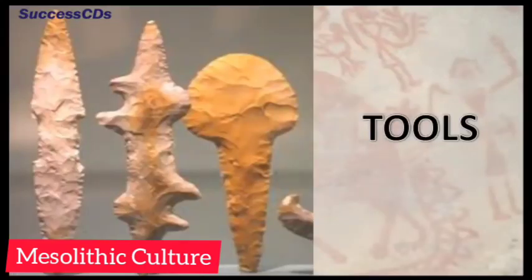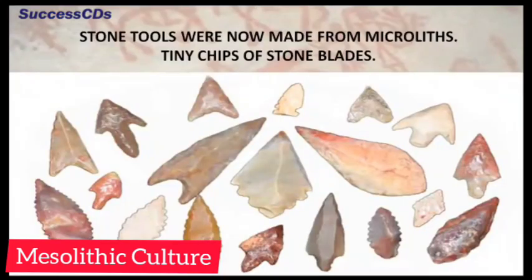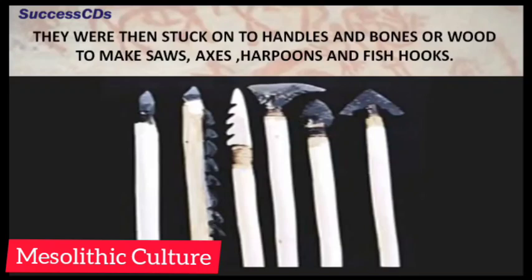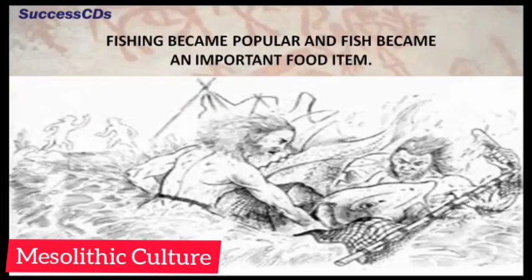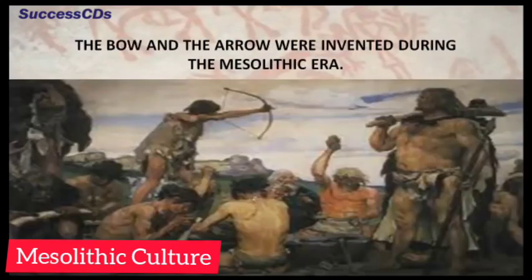Man's main occupation remained hunting and gathering food, but his tools improved gradually. Stone tools were now made from microliths, tiny chips of stone blades. They were then stuck onto handles and bones or wood to make saws, axes, harpoons, and fish hooks. Fishing became popular and fish became an important food item. The bow and the arrow were invented during the Mesolithic era.